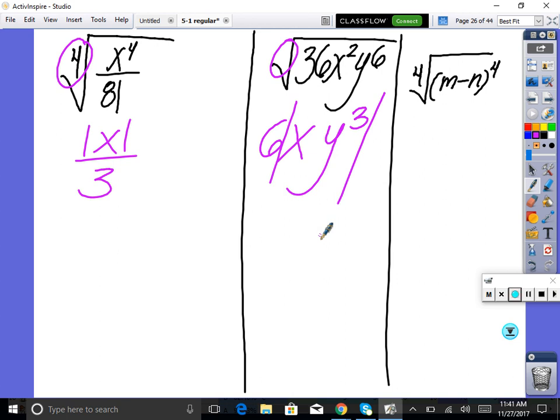Okay, let's do this one. What does this become? m minus n technically to the 1st, am I right? Even root? Odd exponent? So we would need absolute value. Okay, hopefully that makes sense to you.